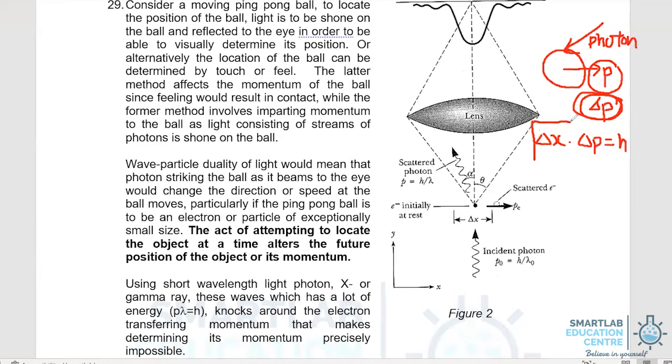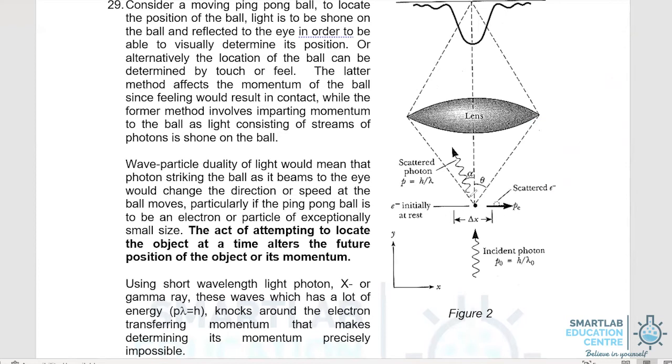Based on the change in momentum, we will now be able to locate the position of the ball, which is the change in x, based on the Heisenberg uncertainty principle, which means your change in x is actually h over change in p. So in summary, if the change in p of the ball is very big, then your change in x will be very small, and vice versa.